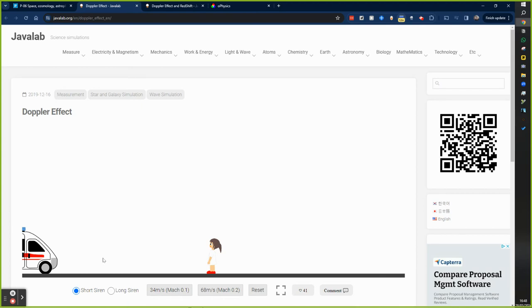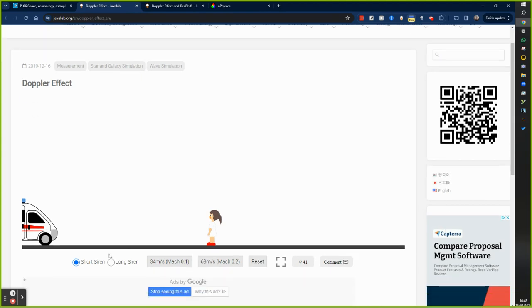So basically, if something makes a sound, or if anything emits any sort of wave, and the thing that is emitting the wave is also moving whilst it's emitting the wave, then the wave fronts get bunched up in front of it. So we will demonstrate this by just playing this.